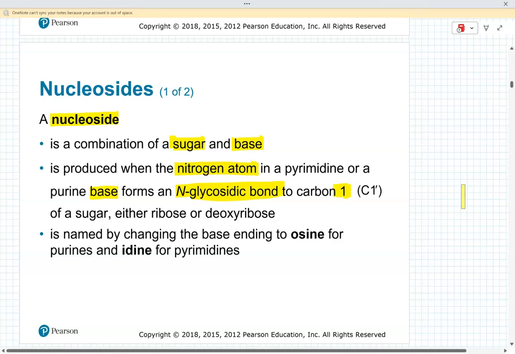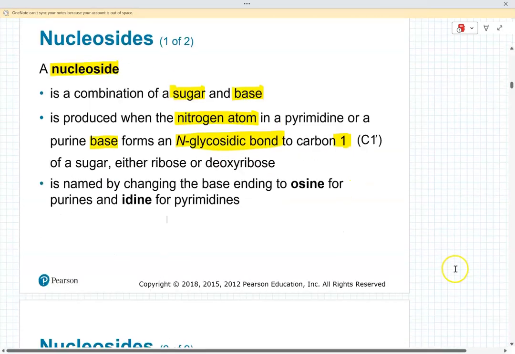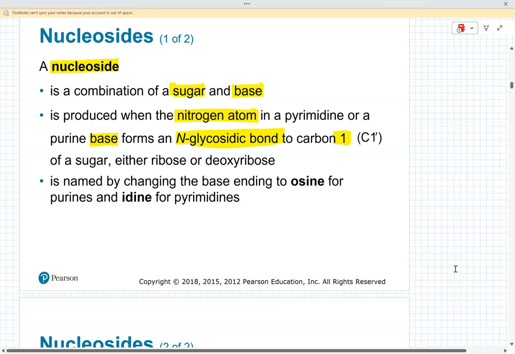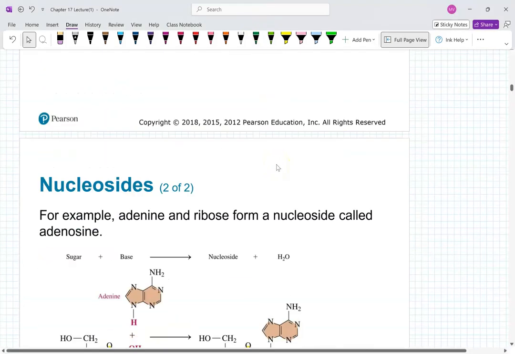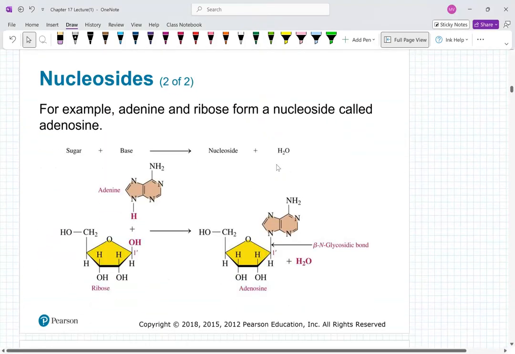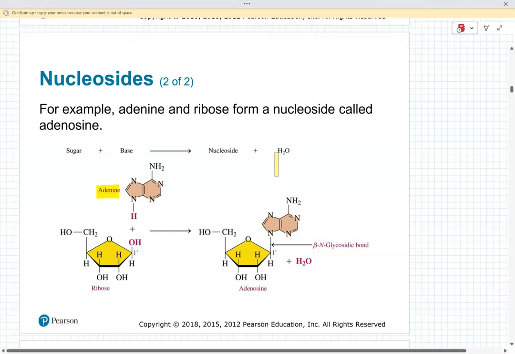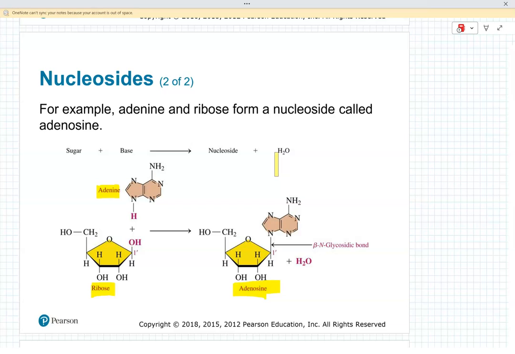So how do you change the name? Let me show you. We have a base called adenine. Can you see that? We have a sugar, ribose. When you combine adenine and ribose, you change adenine to adenosine. Okay?